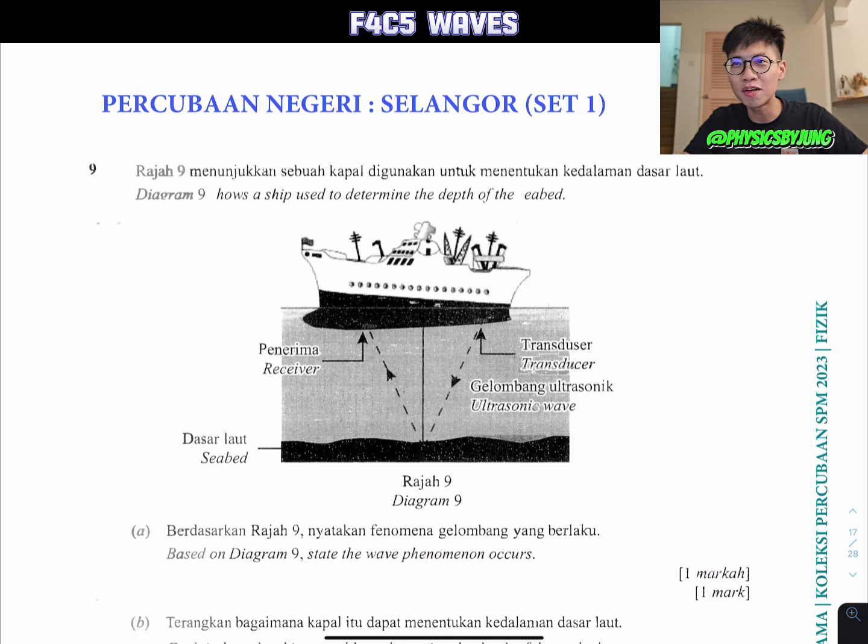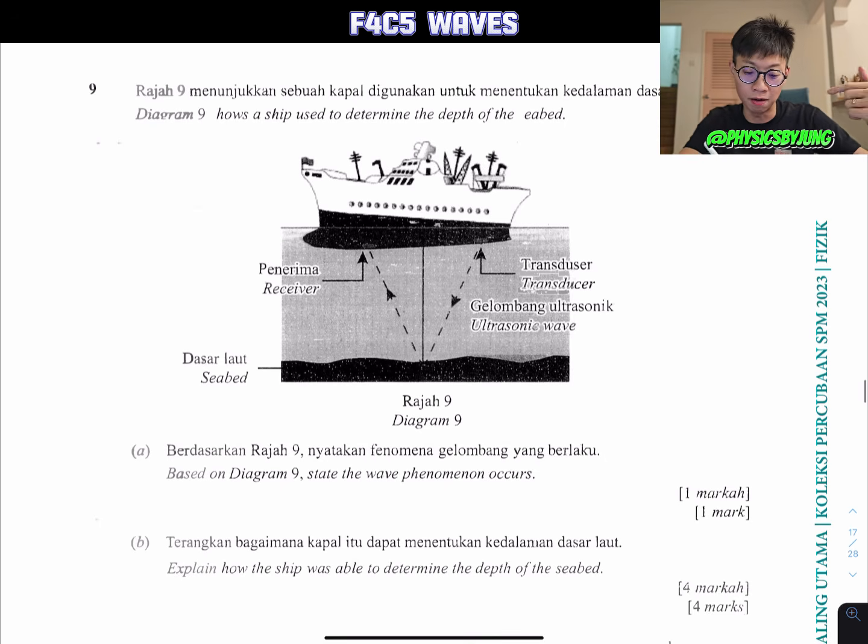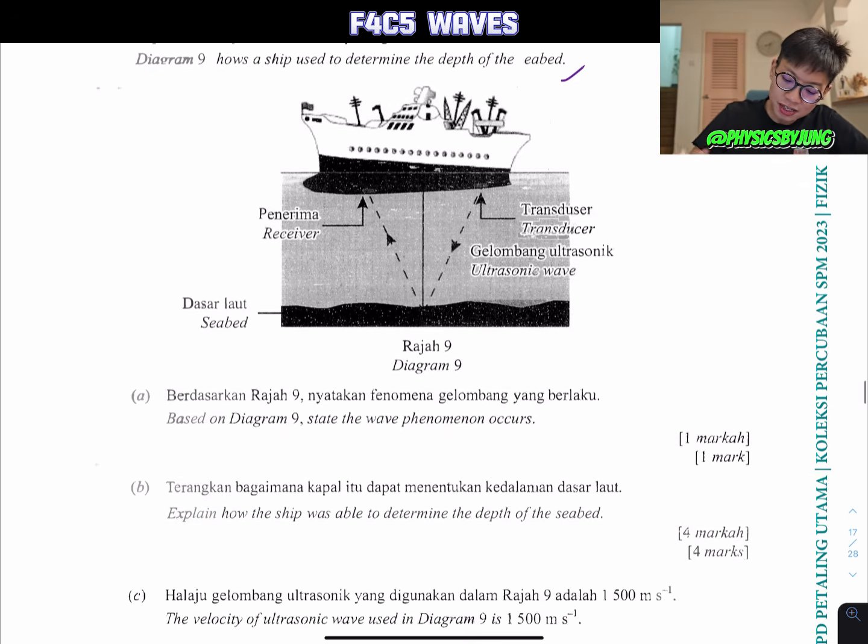For our first essay question, we'll be looking at Selangor set 1, question number 9. Here they give you a ship to determine the depth of the seabed. What is the phenomenon involved? When you see the wave goes all the way down, bounces all the way up, obviously this will be known as the reflection of waves.